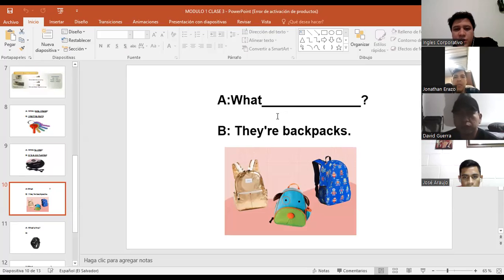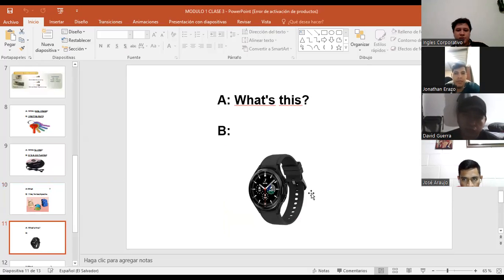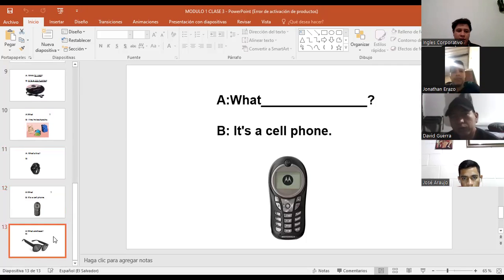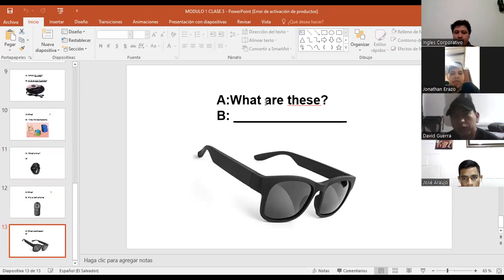So guys, help me with this one, okay? ¿Cuál sería la respuesta aquí? ¿Cuál sería? This one? They are backpacks. What are these? Perfect, they are backpacks. Now let's see this one. What is this? ¿Qué es esto, chicos? It's a watch. Perfect. And this one? What is this or what's this? Perfect. It's a cell phone. And the last one, this one. They are sunglasses.